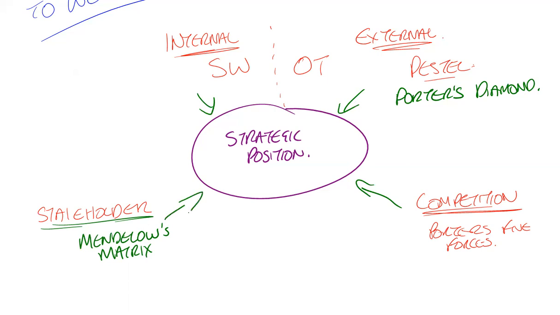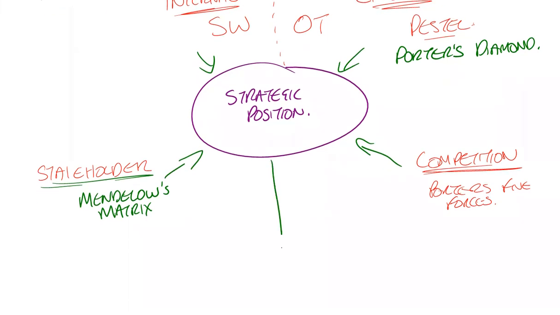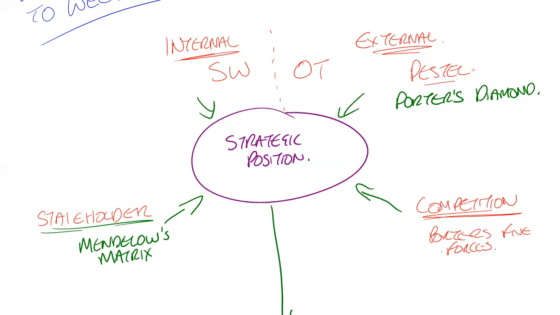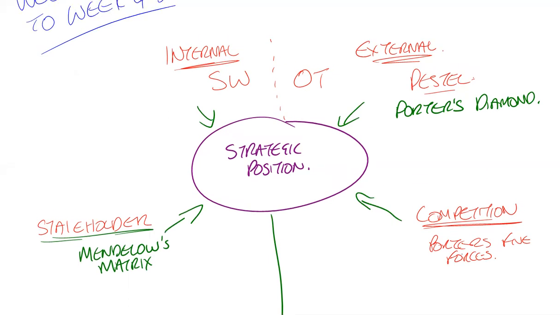So the idea being that all of this feeds into helping us identify our strategic position. Once we understand our strategic position, we can then move on to start thinking about different strategies that we can adopt, and then we look at the next stage, which is strategic choice. So by the end of this week, we will have looked at many different aspects of external analysis, and then looking towards next week, we'll be looking a little bit more about our internal bits.